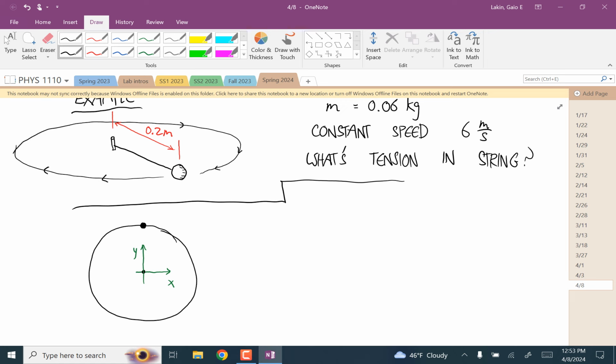Okay, next, draw the velocity vector. So I'll give you a couple seconds to figure out the direction of the velocity at this point. Okay, so it's moving this way. And so the velocity is tangent to the path in the direction of motion. So there's the velocity.